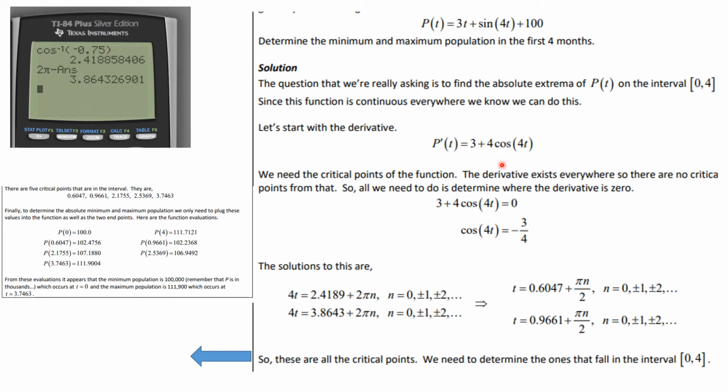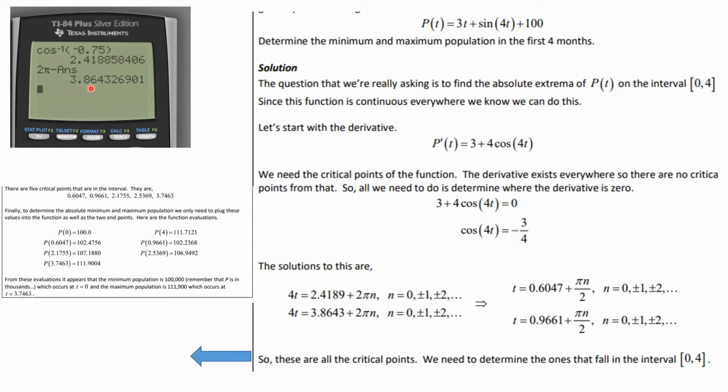So we're going to set this equal to 0, and we're going to solve. We subtract the 3 and divide by 4. So the cosine of 4t is minus 3 over 4. Now this is not a special triangle that you know of, and so we're going to resort to our calculator, and we're going to find the inverse cosine is this, and that's in the second quadrant.